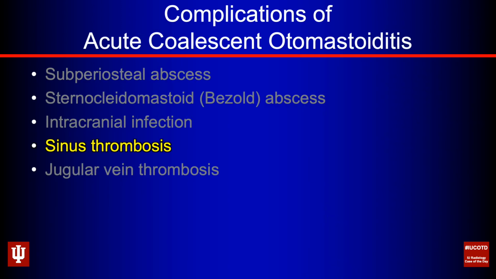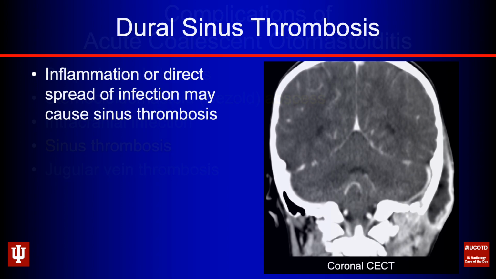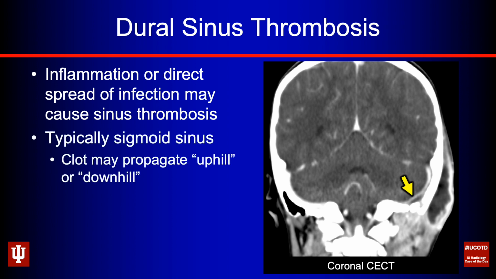Another important complication to keep in mind is that of sinus thrombosis. So you can get dural sinus thrombosis from the adjacent inflammation going on, or due to direct spread of infection. Both of those things can cause sinus thrombosis. Now, typically that's going to involve the sigmoid sinus just due to its proximity to the mastoid. And that clot can propagate. Once it forms within the sinus, it can propagate. You can have uphill thrombus where it sort of works its way back into the intracranial space, so it's sort of going against the flow. Or you can have downhill thrombus that propagates itself down below the skull.